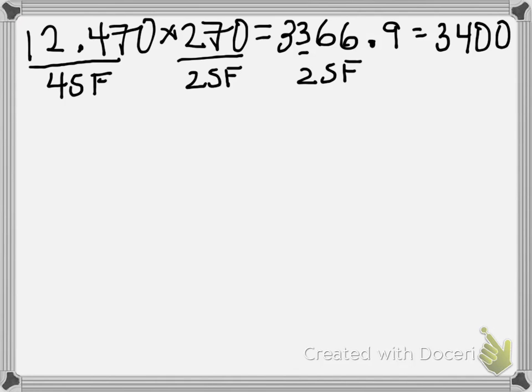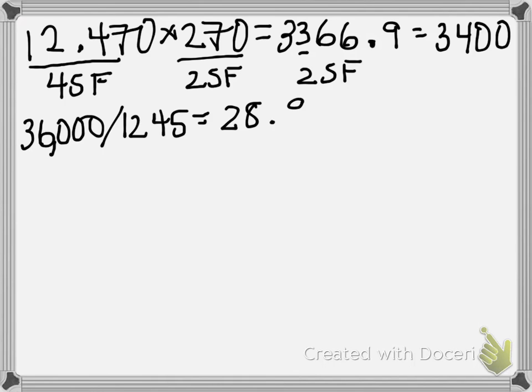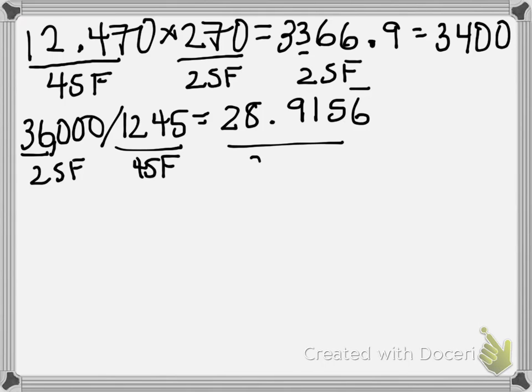Letter B, 36,000 divided by 1245. When you do that on your calculator, you get 28.9156 repeating. Okay. And again, here we have 2 sig figs. Here we have 4 sig figs. So our answer can only have 2 sig figs, which means we're going to round to here. And because this is a 9, it's going to make it 29.